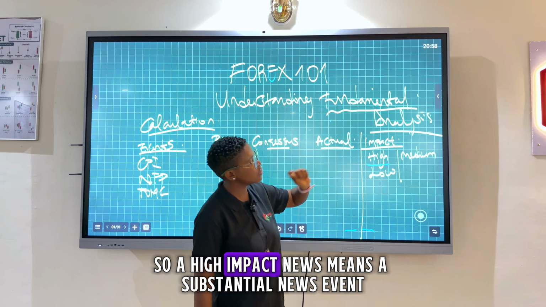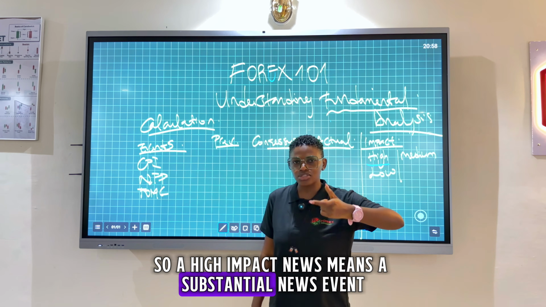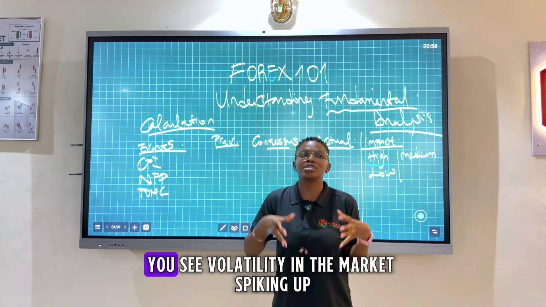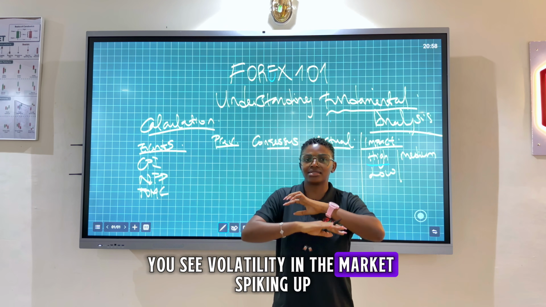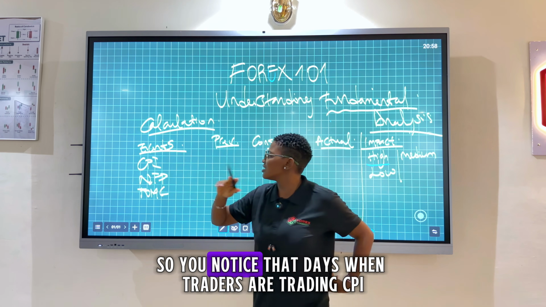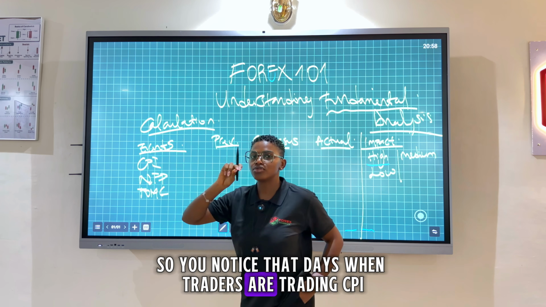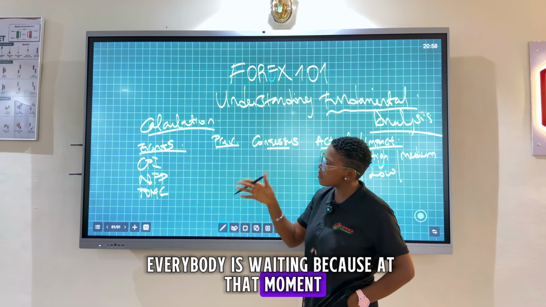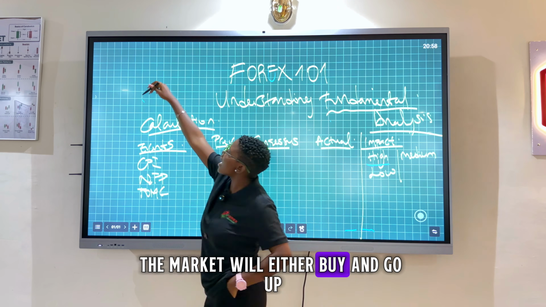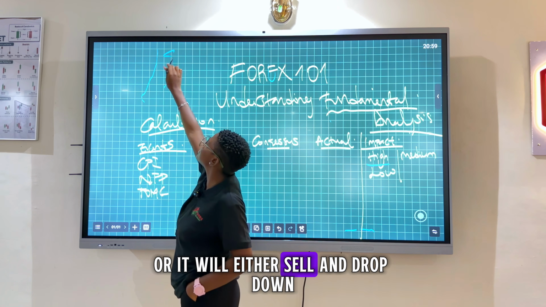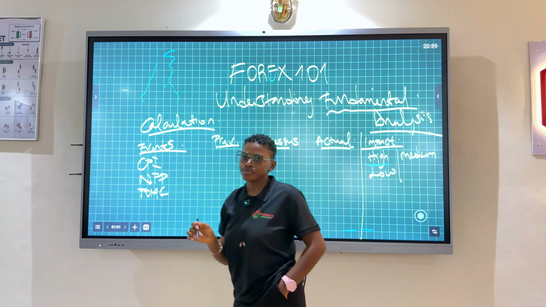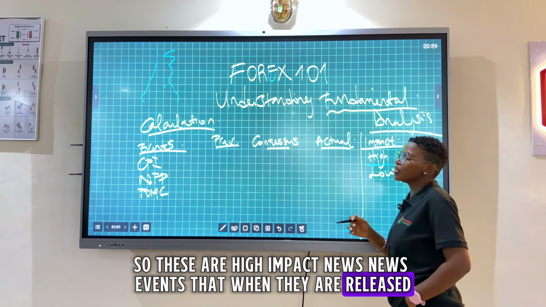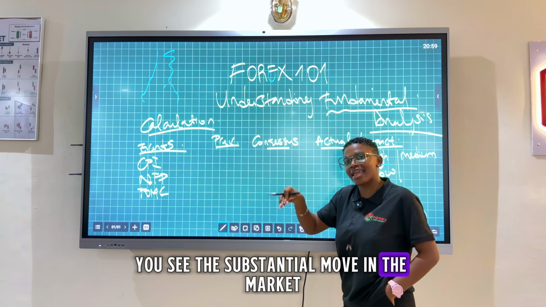So a high impact news means a substantial news event that, the moment it is released, you see volatility spiking up in the market. You notice that on days when traders are trading CPI, everybody is waiting, because at that moment the market will either buy and go up, or sell and drop down. So these are high impact news events that, when released, you see a substantial move in the market.